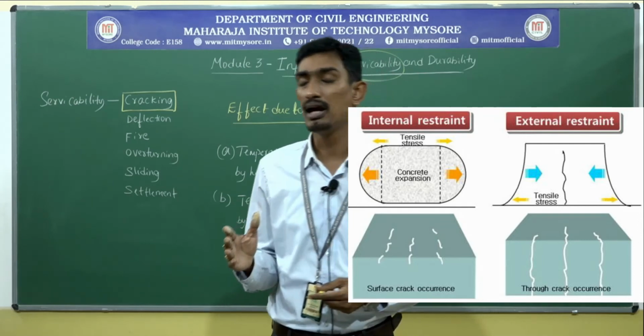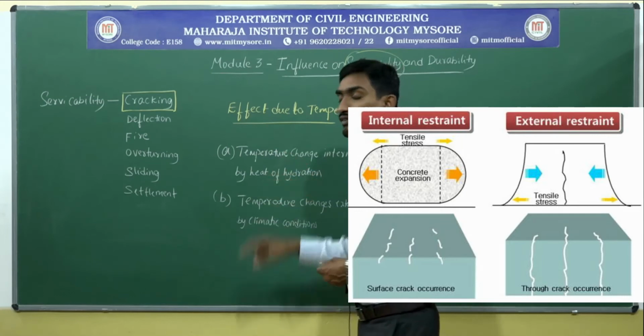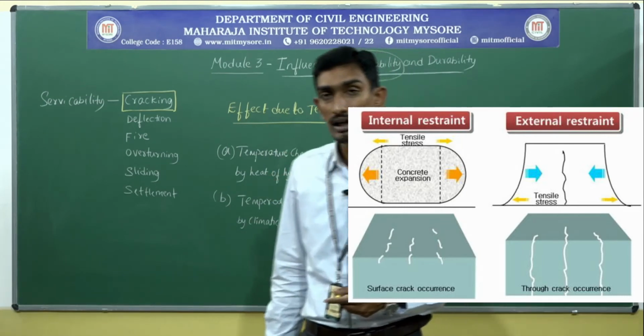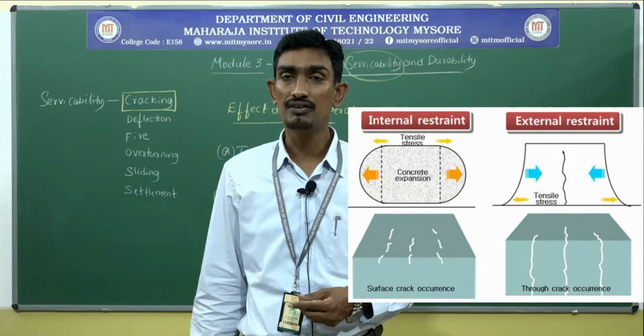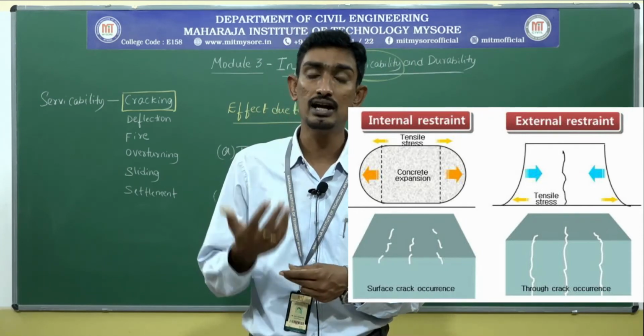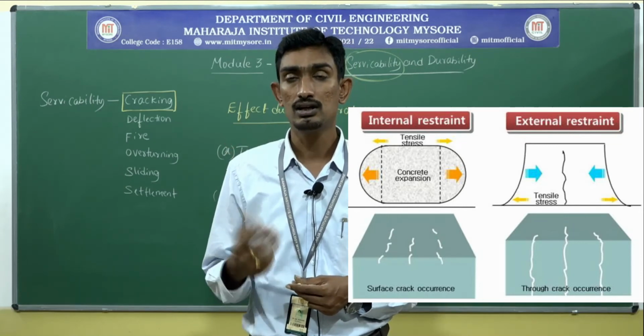But the main changes yearly, that means the temperature variation, will mainly happen due to internal variations. Because of internal heat of hydration, that will be reflected as tensile stresses on the exterior part, the concrete surface.